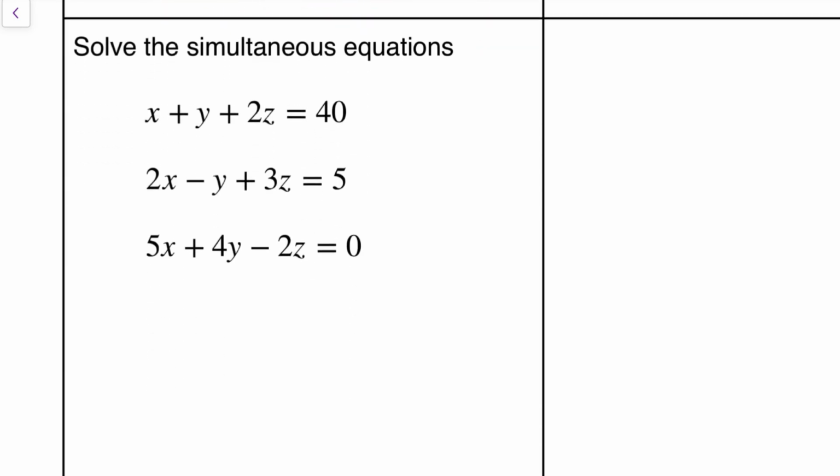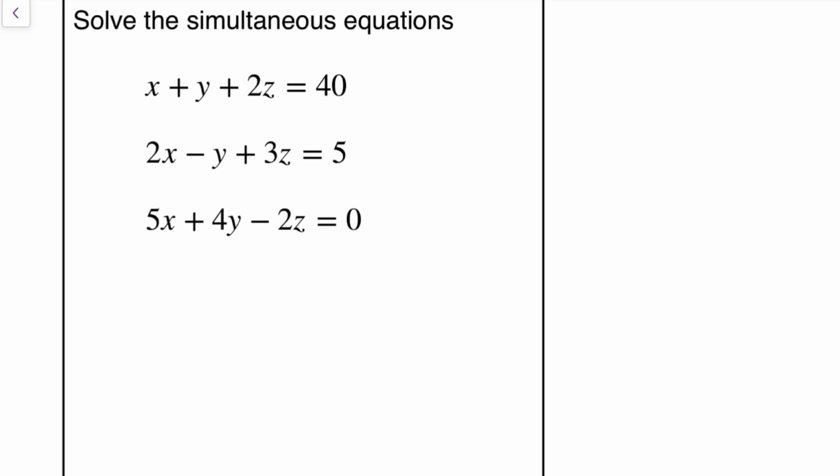Next question. Solve the simultaneous equations. Okay, we haven't done one of these in a while, have we? So let's just go for it. So what do we have? We've got an x and y, 2z. It's not anything that immediately looks obvious. Here's a quick way of doing it. So I'm just going to do the usual. Let's label them 1, 2, and 3.